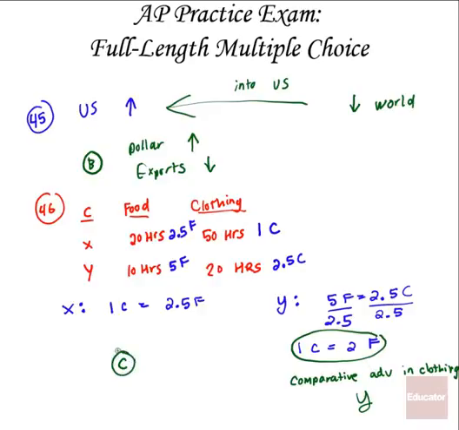So once you figure that out, you really don't have to calculate. Then you know that the comparative advantage for country X is going to be food. So the answer is C.